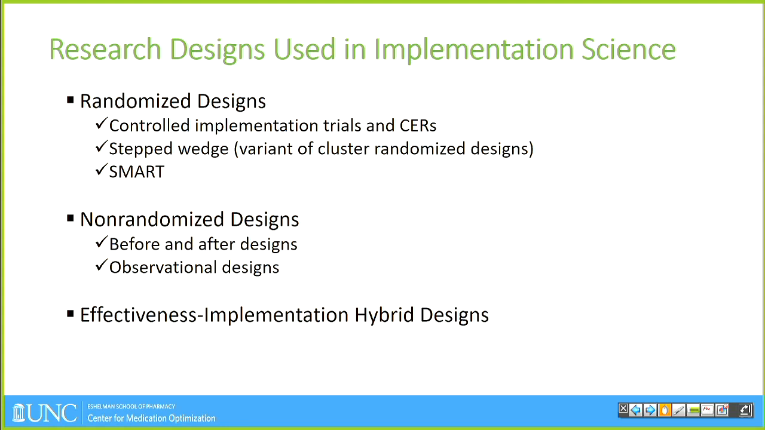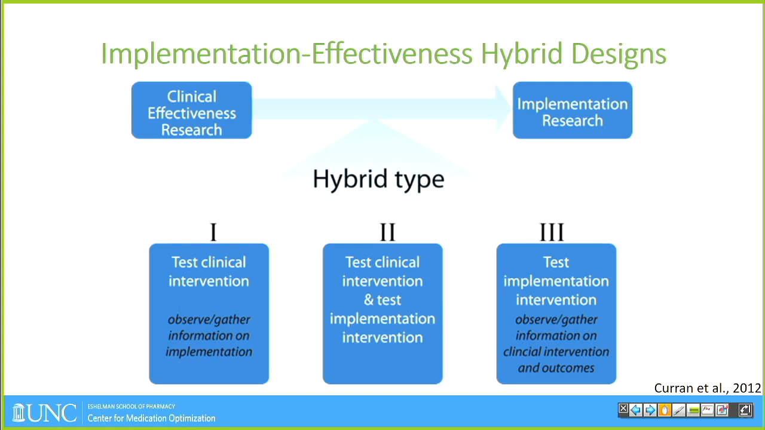And sometimes non-randomized designs are also used. But I really wanted to just highlight one that I use most frequently, and it's the effectiveness implementation hybrid design. And this design looks at the spectrum of clinical effectiveness research to implementation research. And Curran and his colleagues came up with these 3 different types. First being you're really testing your clinical intervention, but you may want to start measuring and observing more of your implementation indicators, whether that was feasible, whether adoption was high or low, maybe some fidelity data within that clinical effectiveness. And that would be earlier on in your translational pipeline.